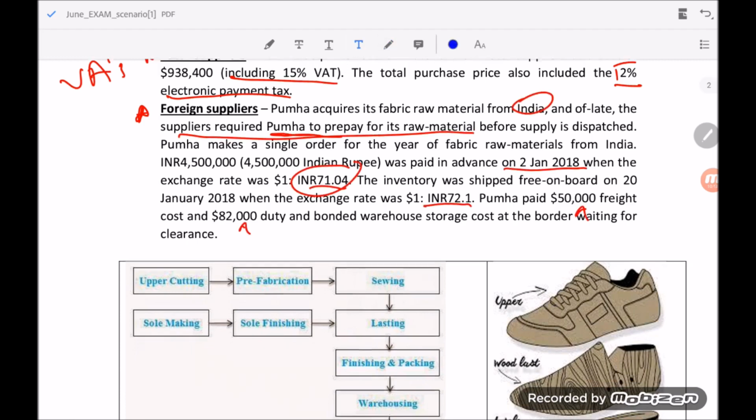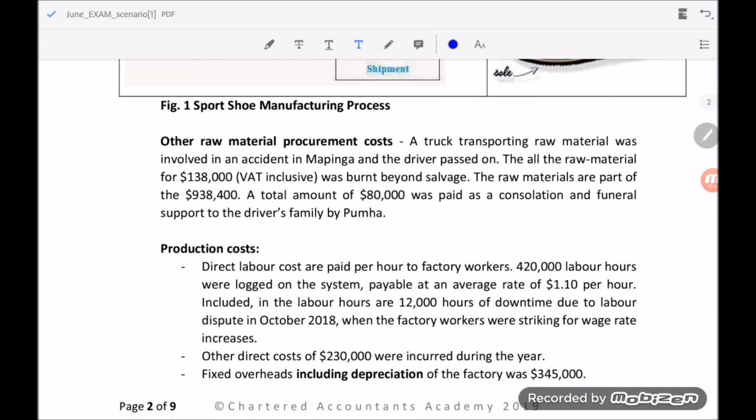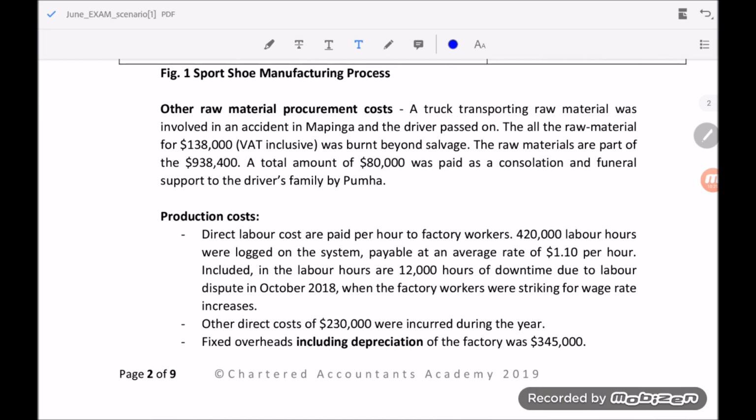Okay, then let's further go down. So you see, deep understanding, I'm understanding the case study as it goes. Then other raw materials which were procured, a truck transporting raw materials was involved in an accident in Mapinga and the driver passed on. So all the raw materials for 138,000 inclusive of VAT was burnt beyond salvage. Now when we look at this, it seems as if we've got raw materials that we had purchased, but these raw materials were destroyed at the point at which this accident happened. And also to take note is it's inclusive of VAT.